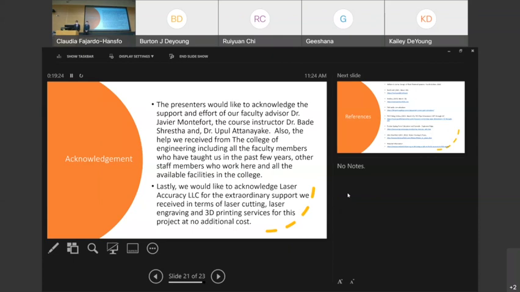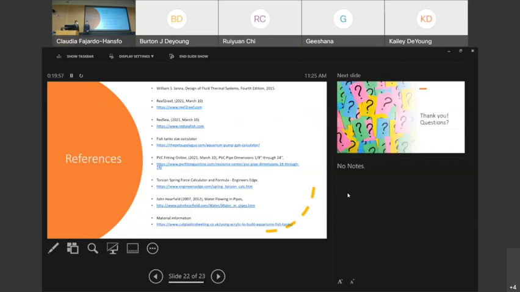And also the help we received from the College of Engineering and all the faculty members who taught us during the past years, and all the people who work here, and all the facilities available in the college. Lastly, we would like to acknowledge Laser Accuracy LLC in Grand Rapids for the extraordinary support we received in terms of 3D printing, laser cutting, and engraving services for this project at no additional cost. And here are our references used during our design and analysis.